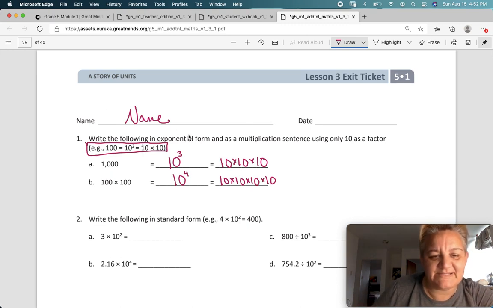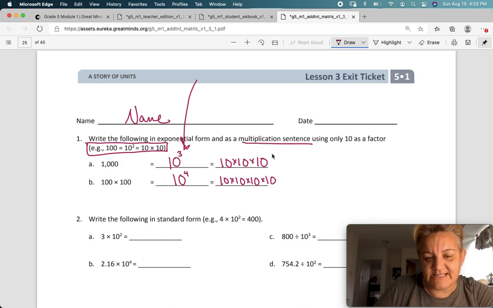Write the following in exponential form. So this column right here is exponential form because we're using exponents. And as a multiplication sentence, right, that's our multiplication sentence using only 10 as a factor. So 10 times 10 times 10, right? The directions are not always super easy to understand, but multiplication sentence is this, okay? And we could only use tens. So we couldn't say 100 times 10 or 100 times 100. They wanted us to use only 10.